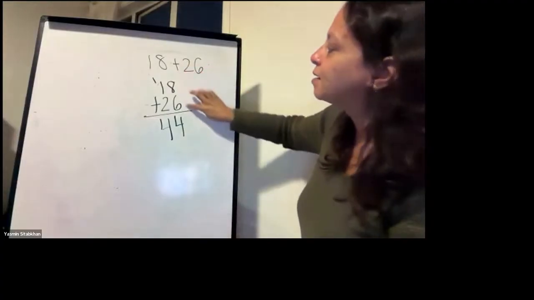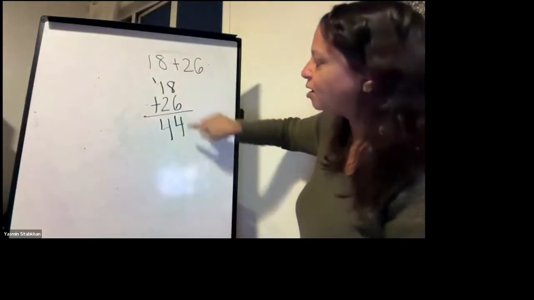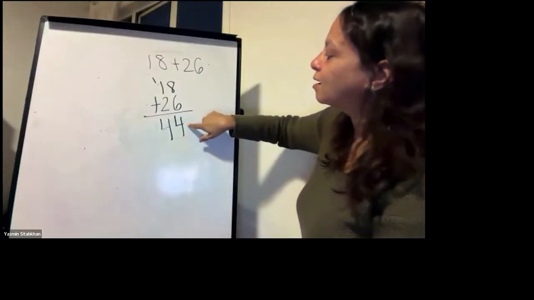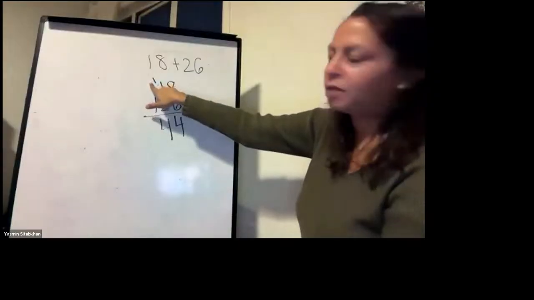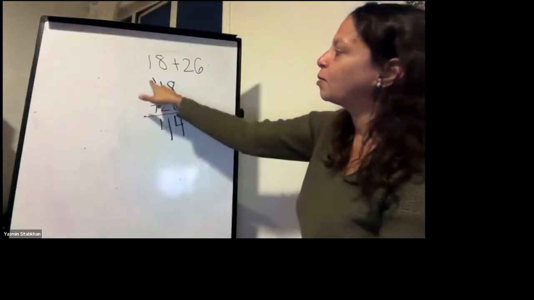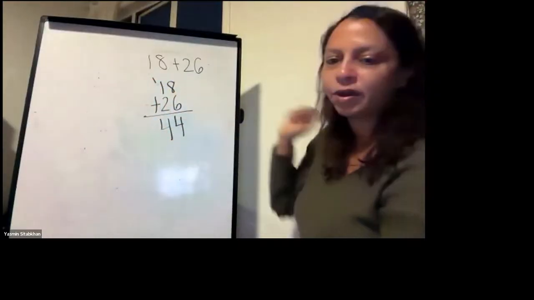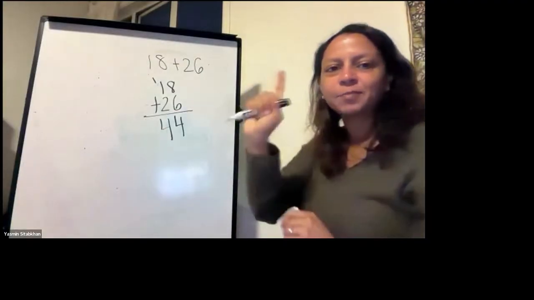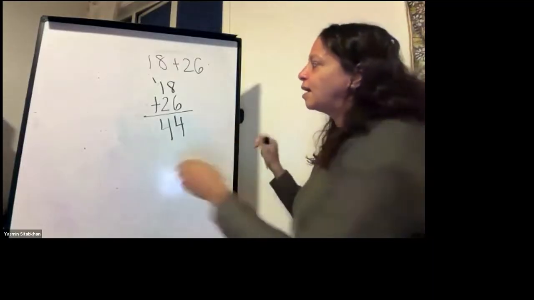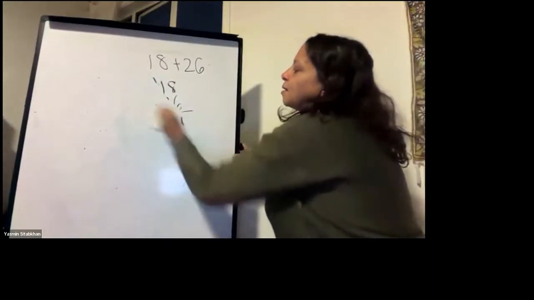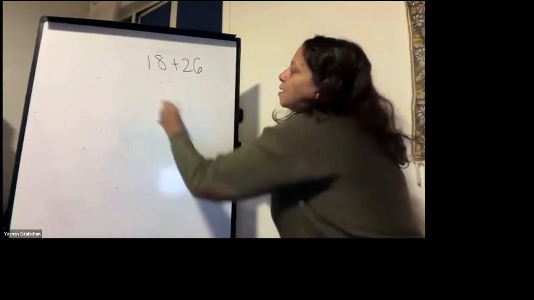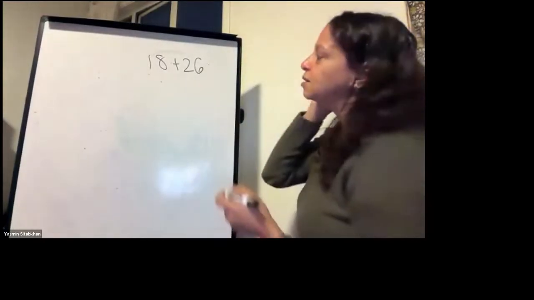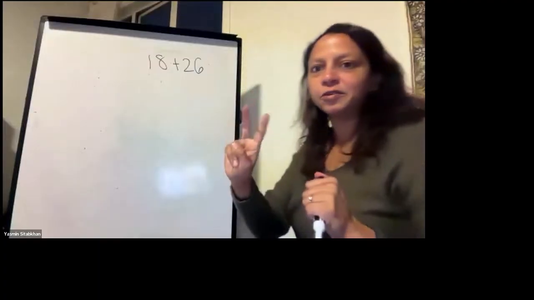Okay, so first you add the ones column, you write the number here. If it's bigger than 10, you put the number, you carry the 1, you add 1 plus 1 plus 2, and you get 4. That's the answer. Okay, so that's model number 1. Now I'm going to do model number 2.